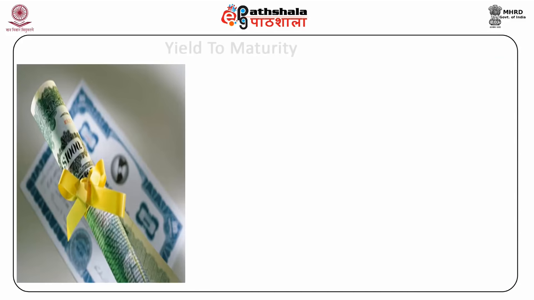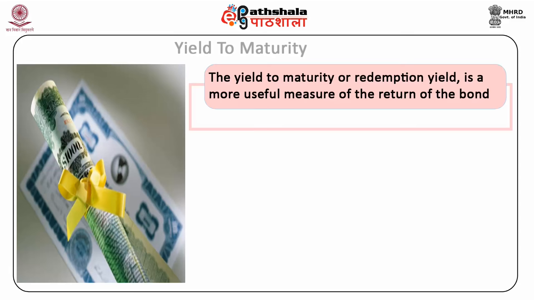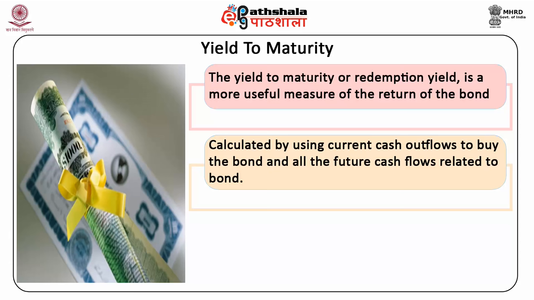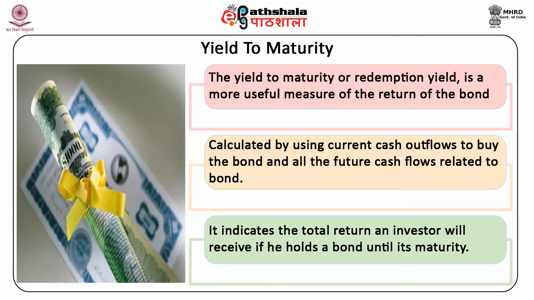The next way to measure the yield is yield to maturity. The yield to maturity or redemption yield is a more useful measure of the return of the bond. It is calculated by using current cash outflows to buy the bond and all the future cash flows related to the bond. This includes current market price and the amount and timing of all remaining coupon payments and the repayment amount due on maturity. It indicates the total return an investor will receive if he holds a bond until its maturity. It also enables the investor to compare the bonds with different maturities and coupons.